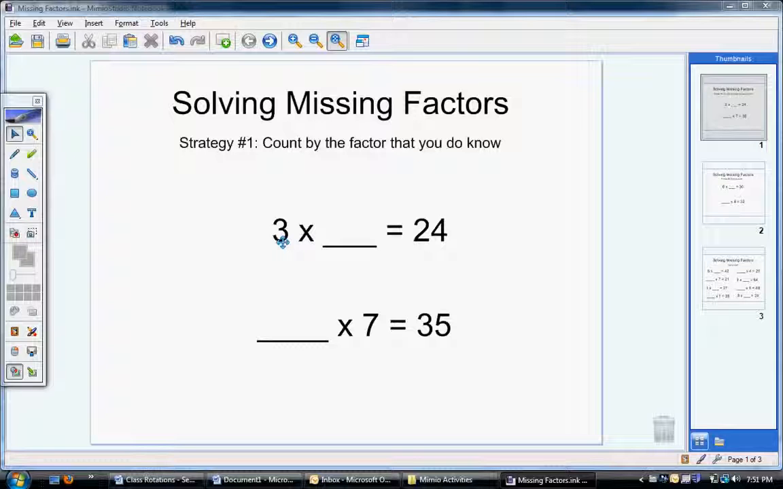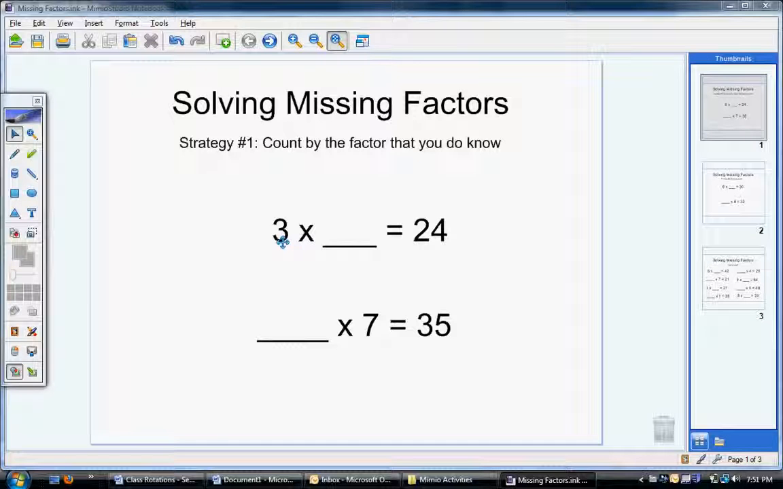This is a great strategy if you know your multiplication songs. So with my 3 song, that would be like Jingle Bells. 3, 6, 9, 12, 15, 18, 21, 24, 27, 30, and you're done.